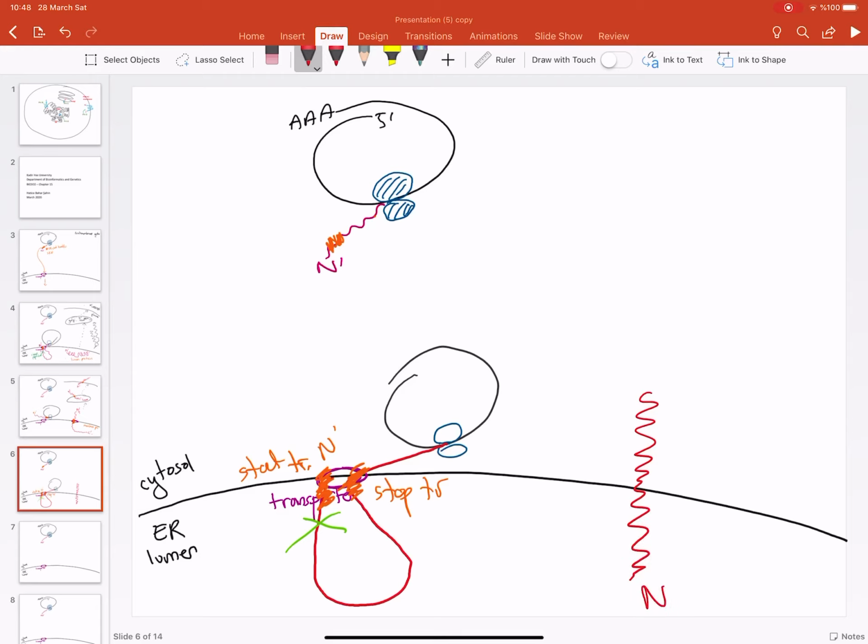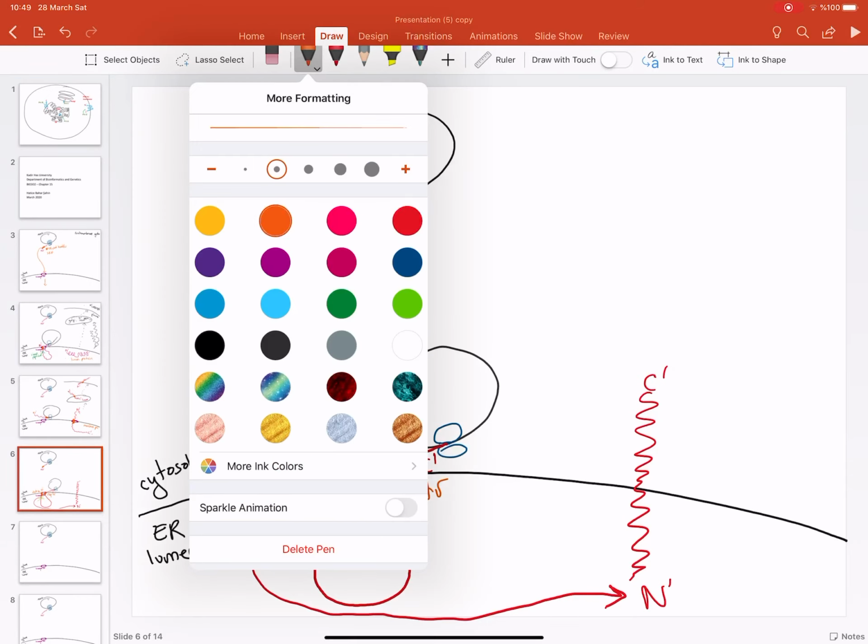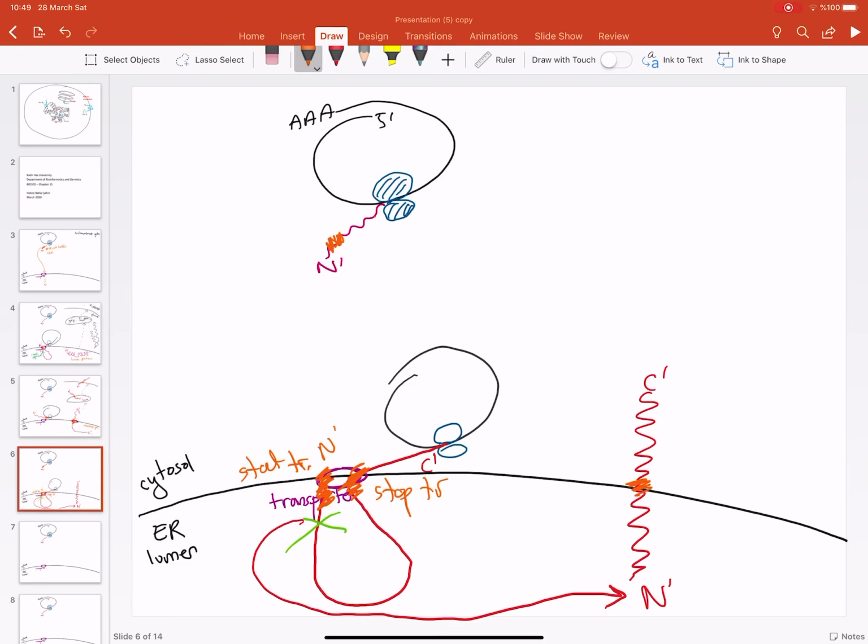In this case, the N-terminus will be free here, because after the signal peptidase cuts it, the N-terminus will stay available in the ER lumen, and the C-terminus, which is here, is going to be outside. And in the middle, you're going to see the ER stop transfer signal is going to stay attached. It is not going to be deleted or something.